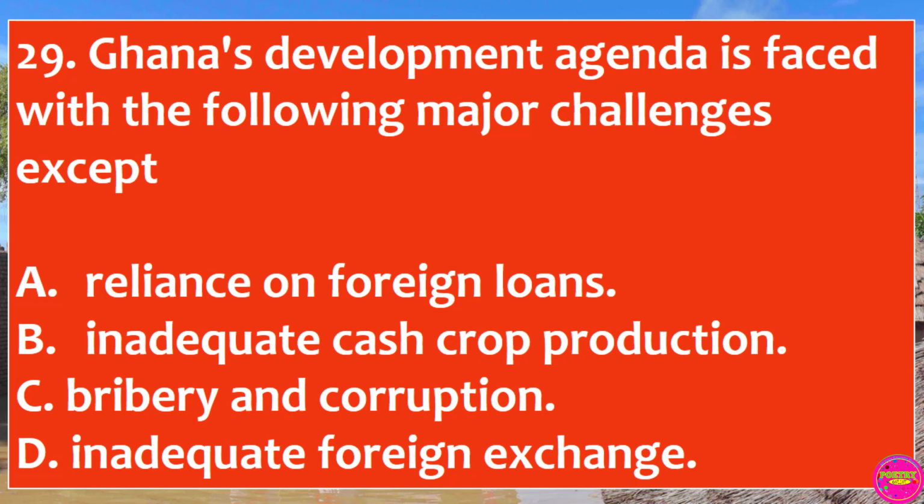Question 29. Ghana's development agenda is faced with the following major challenges except A. Reliance on foreign loans, B. Inadequate cash crop production, C. Bribery and corruption, D. Inadequate foreign exchange. The correct answer to this question is B. Inadequate cash crop production.